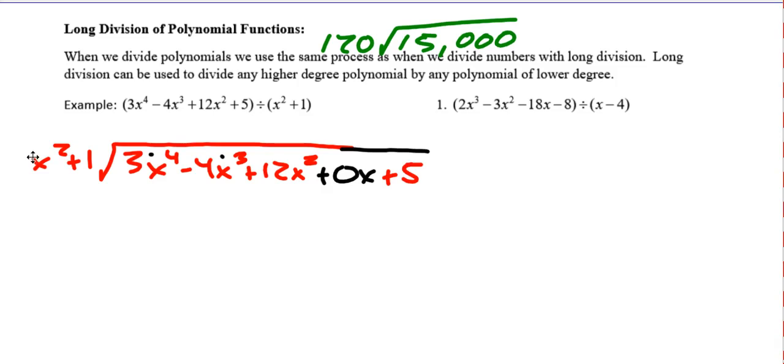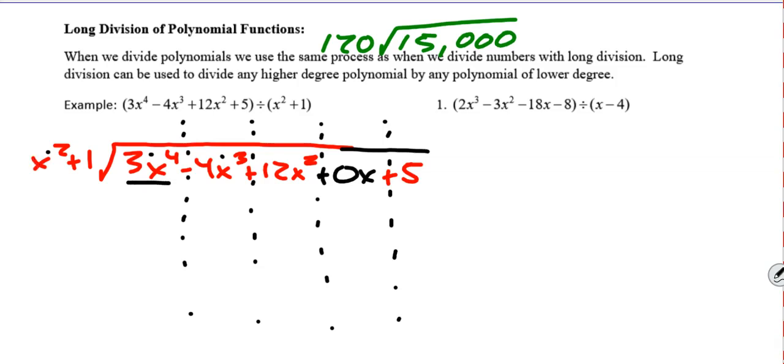Okay. The next thing is that I'm going to make columns, because when you do this, you want to keep all of the like terms in the same column. Now, x squared plus 1. The first step is I look at the first term here. I want to see what I have to multiply by x squared to get 3x to the fourth. So it's kind of backwards.